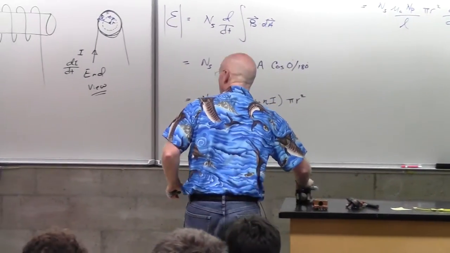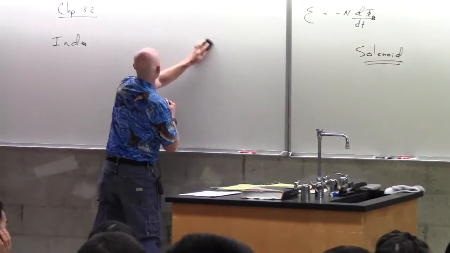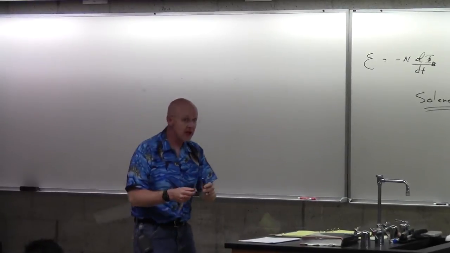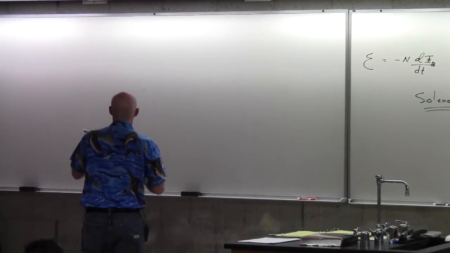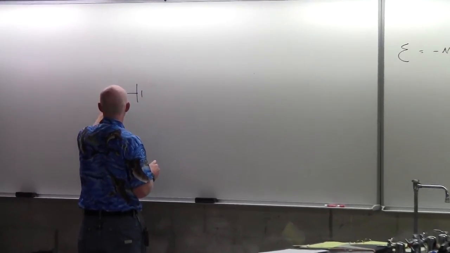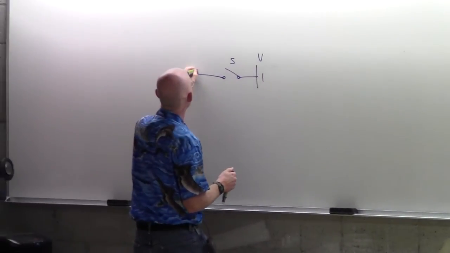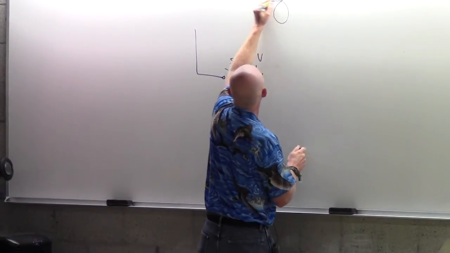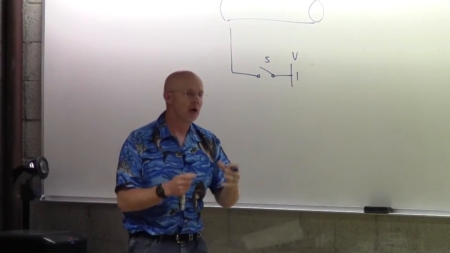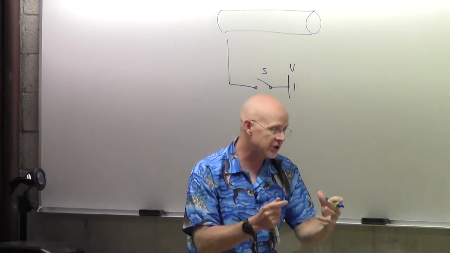Well, let me see if a picture kind of makes sense here. Here is how I would describe this with a circuit. I would say, all right, let's take a battery with a switch. Let me connect it to this primary, this solenoid, what we're soon going to call an inductor.